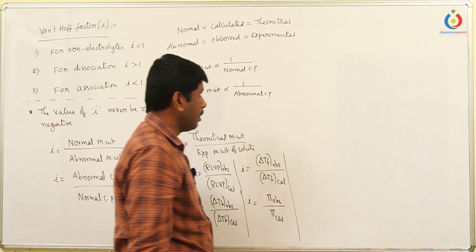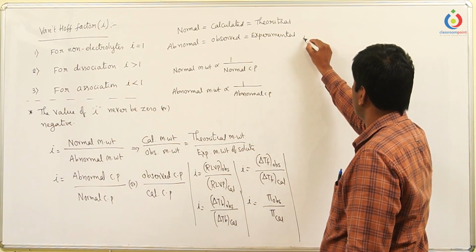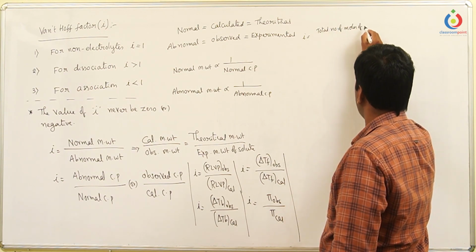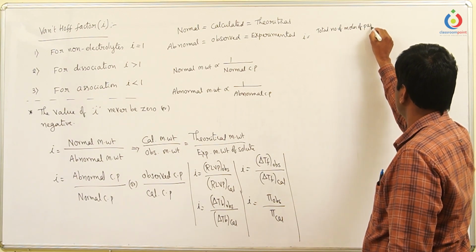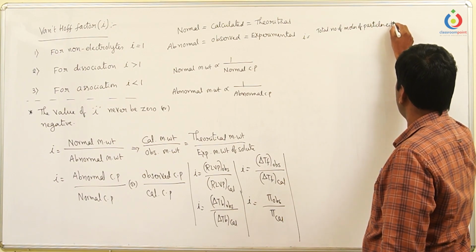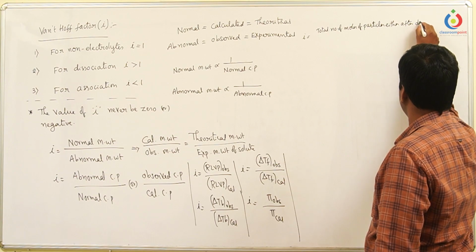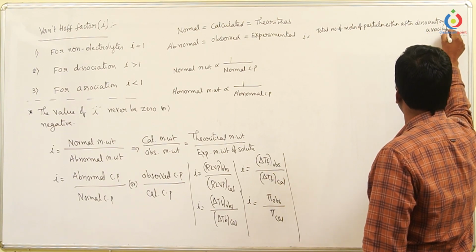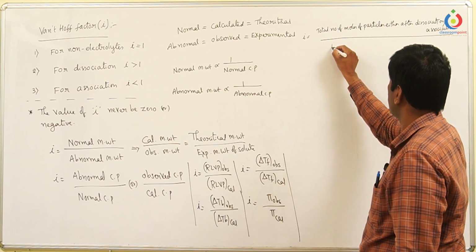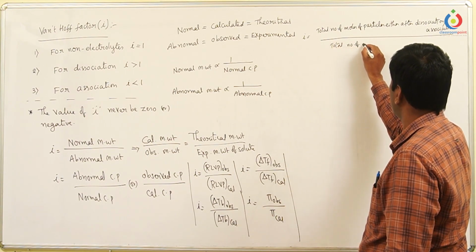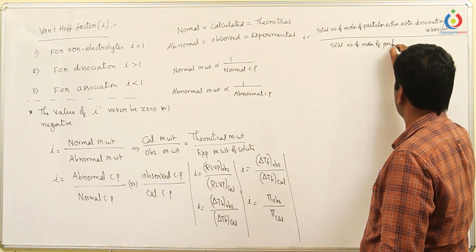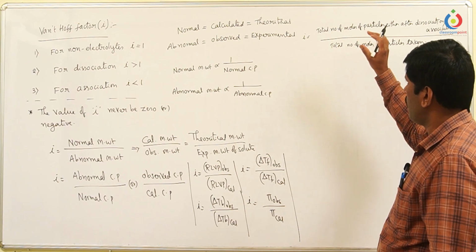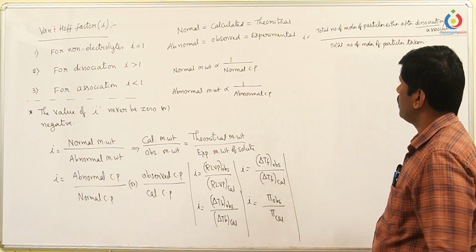And apart from this, there is one more formula to calculate the i value. That is, i is equal to the total number of moles of particles either after dissociation or association, divided by the total number of moles of particles taken initially. So this is the formula, and let us see how to calculate this i value using dissociation.